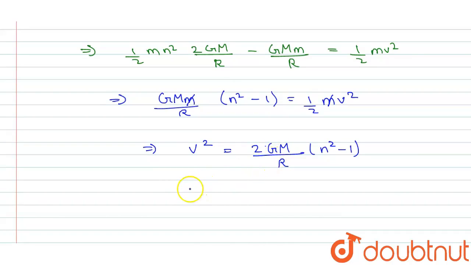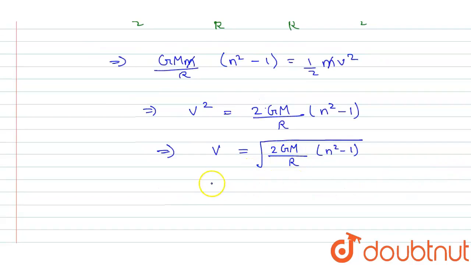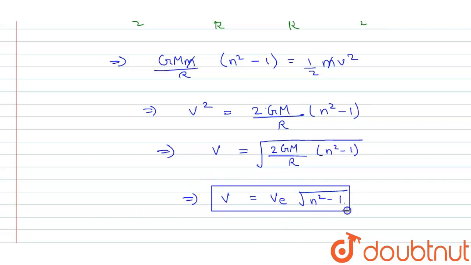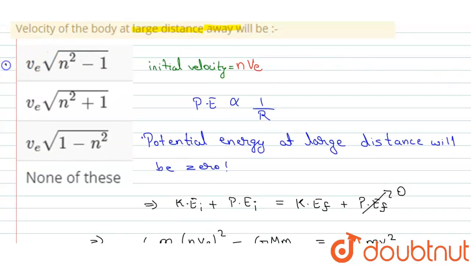Now taking the square root, we get root of 2GM by R into n square minus 1. When we put the value of 2GM by R, the equation becomes v equals VE root n square minus 1. Okay, so this is our required velocity. Now let's check our options. So here option A is correct.